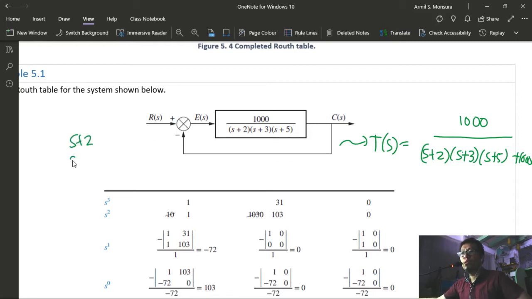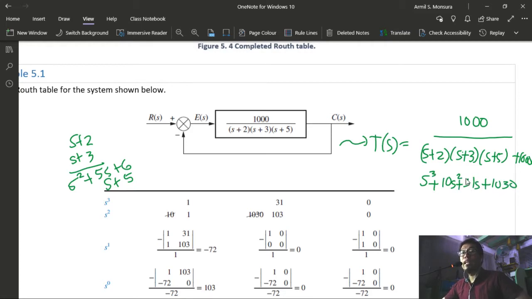So (s plus 2)(s plus 3) is s square plus 5s plus 6. Okay, then multiply natin with s plus 5. So this is s cube plus 5 plus 5, so that's 10s square, plus 6 plus 25, that's 31s, plus 30 plus 1,000, so 1,030. So, ito yung magiging denominator nito, no? Okay, so, s cube plus 10s square plus 31s plus 1,030.